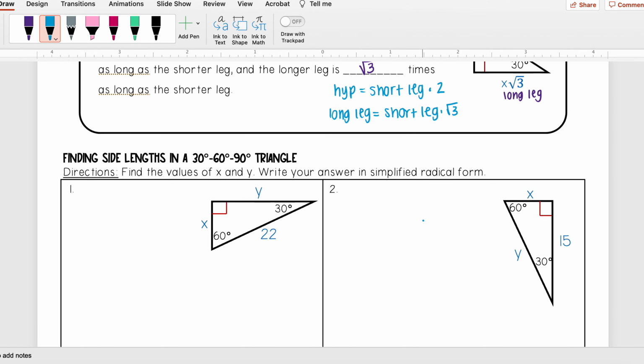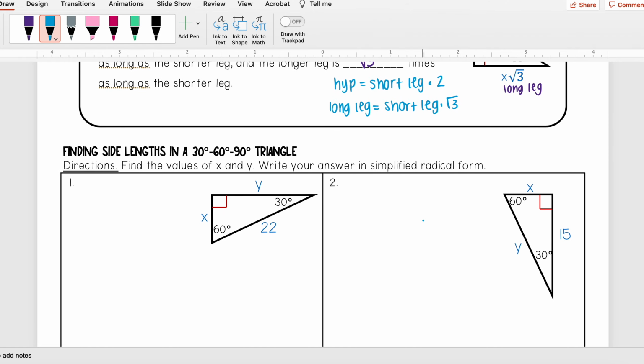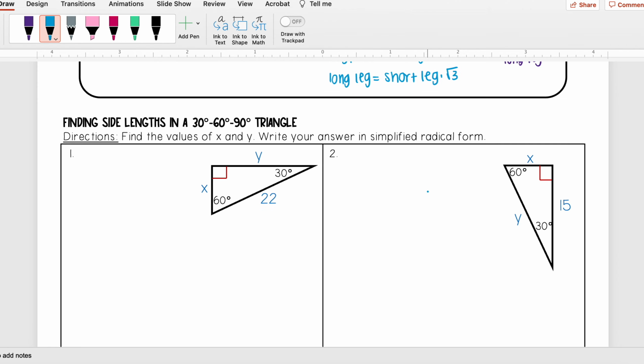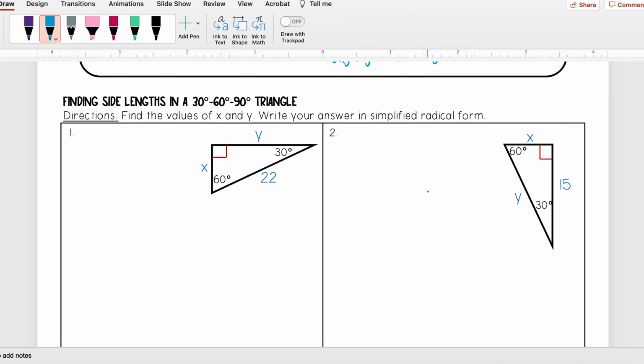So let's go through some examples. So we're going to find the value of x and y, and then we're going to write our answer in simplified radical form. So that means that all radicals are simplified, and that means that we can't have a radical in the denominator, and we have to rationalize that denominator, which we learned about back in Unit 1.